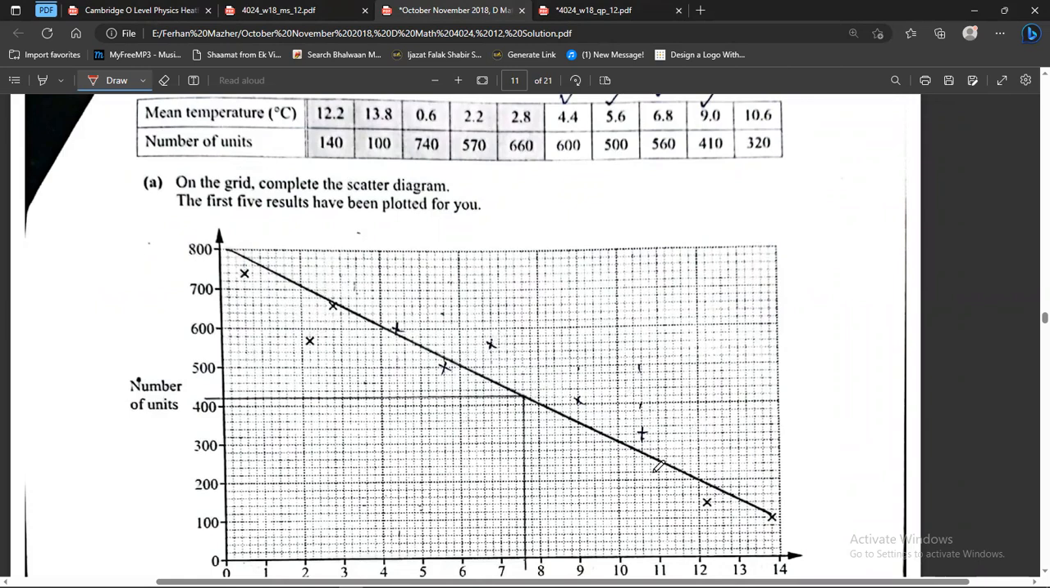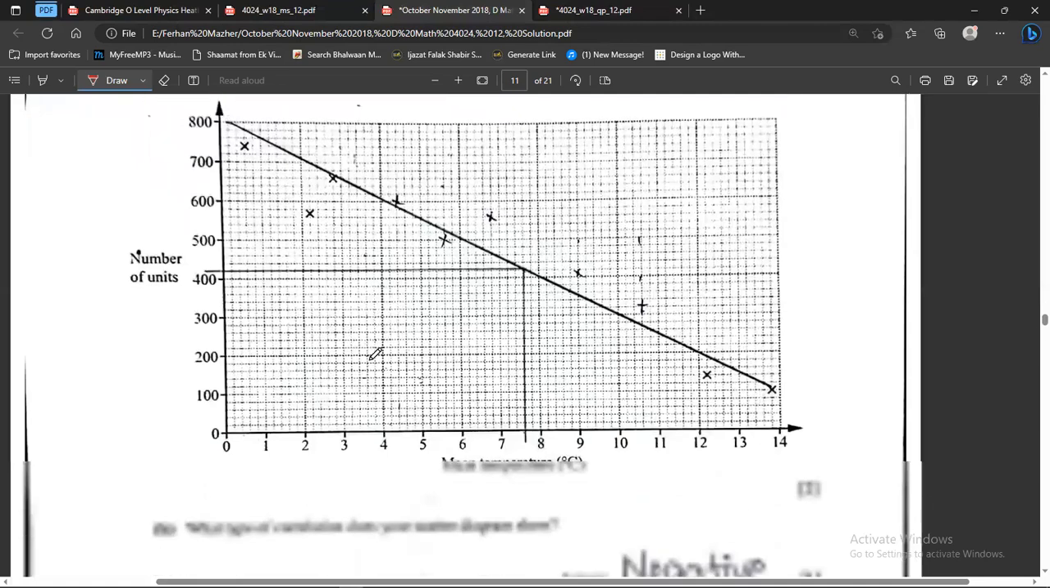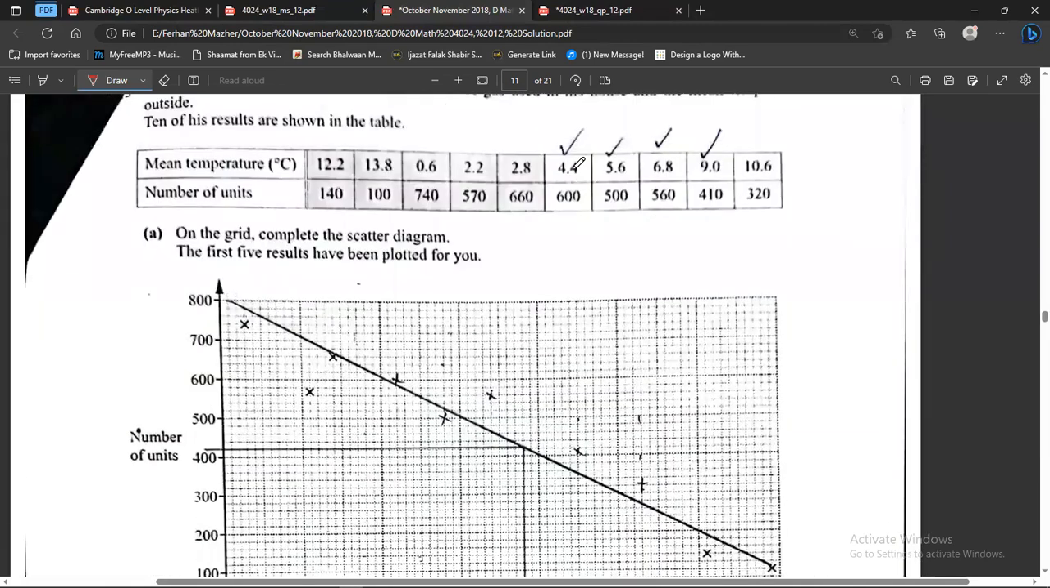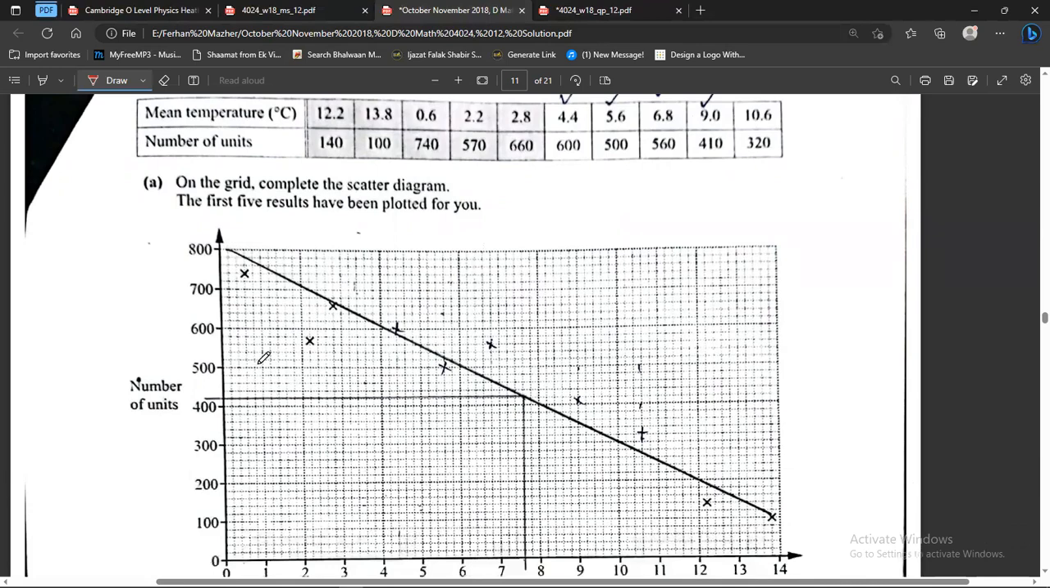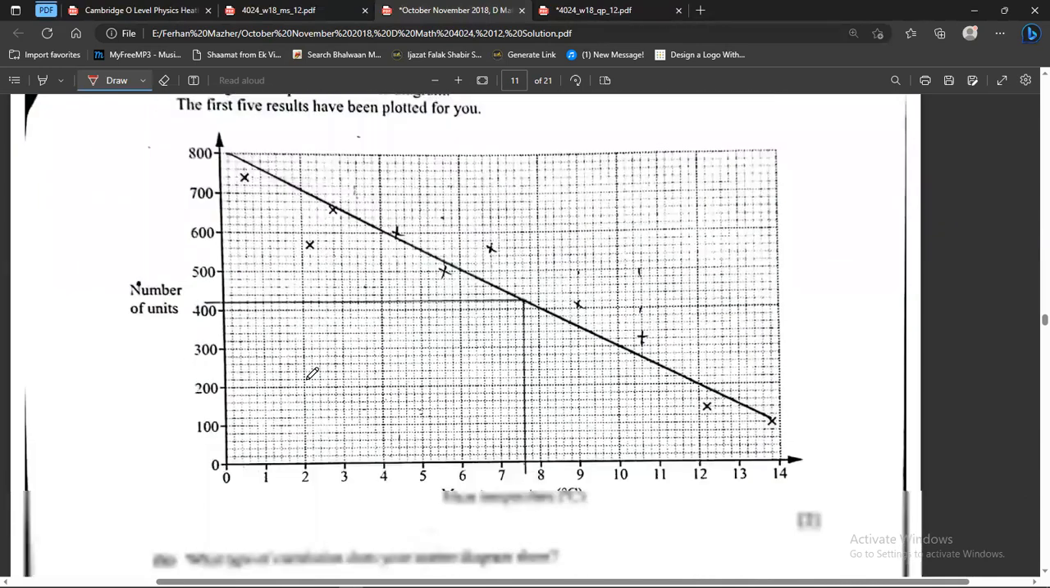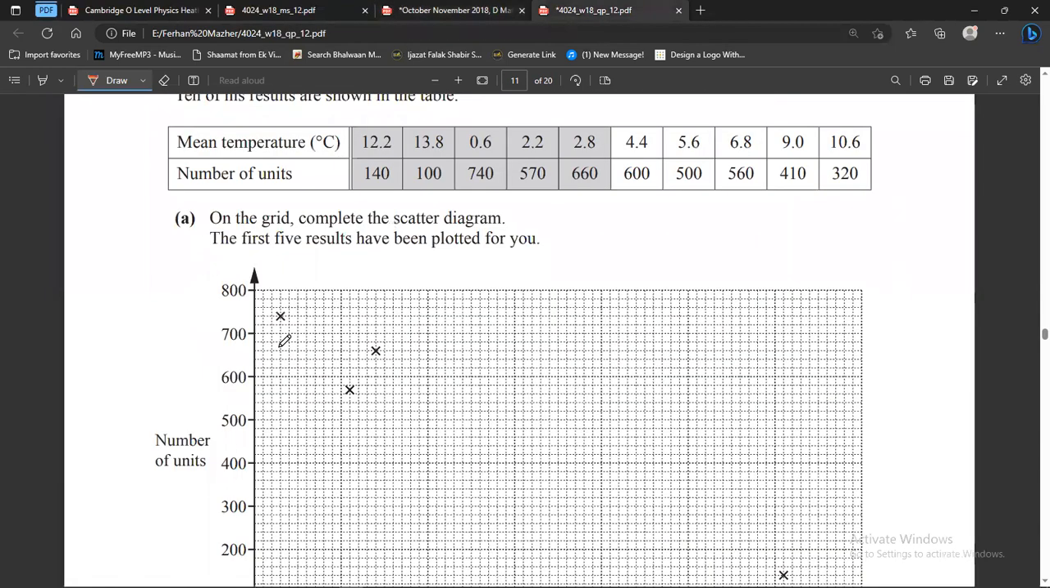So I plotted all those points, and you can also plot them very simply. This is the x coordinate, this is the y coordinate. At 6.8, put a cross at 560. At 9.0, put a cross at 410, and at 10.6, put a cross at 320. Once you have plotted these points, then they will ask you a question.